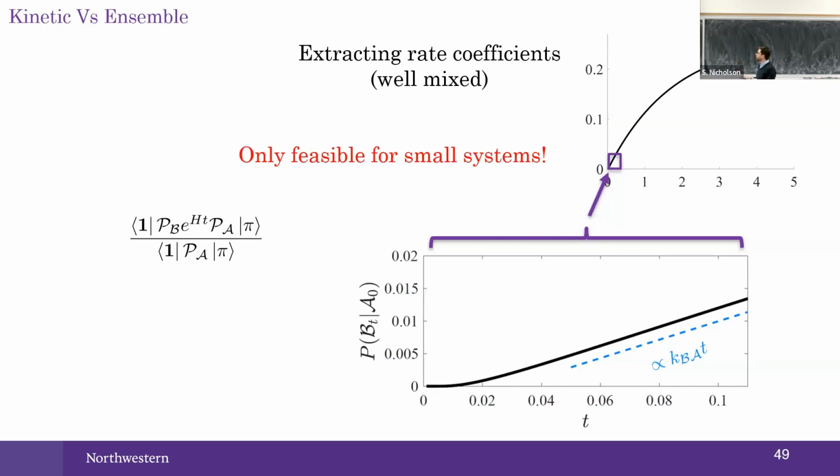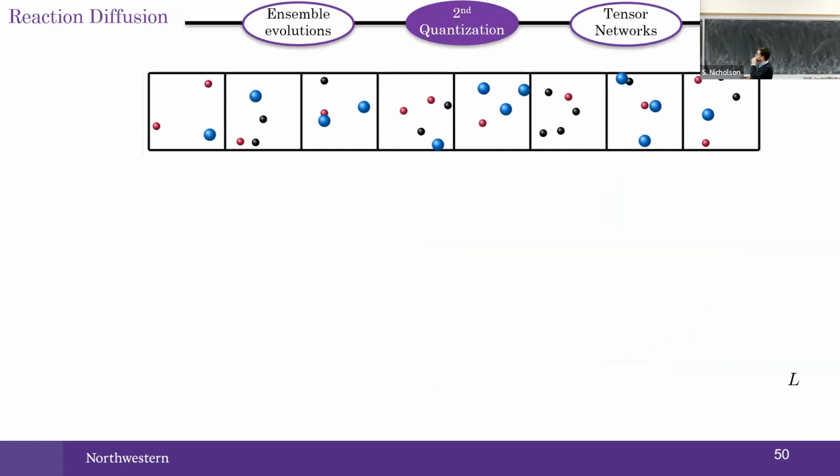But again, this only works for small systems. Okay, so how are we going to make this jump from our well-mixed to our reaction diffusion system? The first two steps, what I already mentioned, is that now we're going to encode this in a second quantized form. This is called the Doi-Peliti formalism.